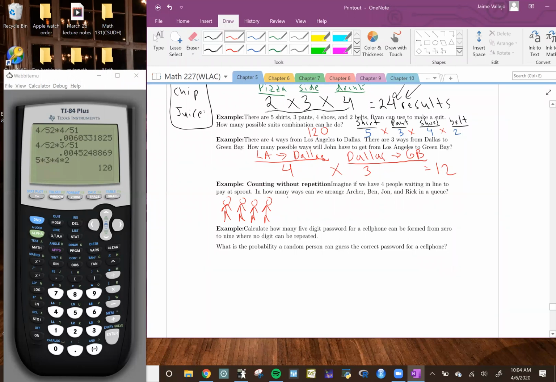So we're gonna put, this is the first person to pay. This is the second person to pay, the third person to pay, and then lastly, the 4th person to pay. So how many options do I have for the first person to pay? 4. Yeah, 4. So we have Archer, Ben, John, and Rick. So we have 4 people to select. Say the first person we pick is Archer.